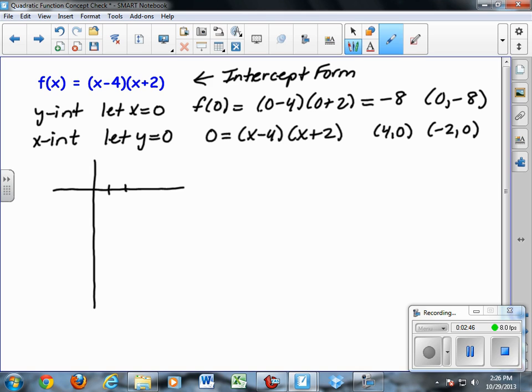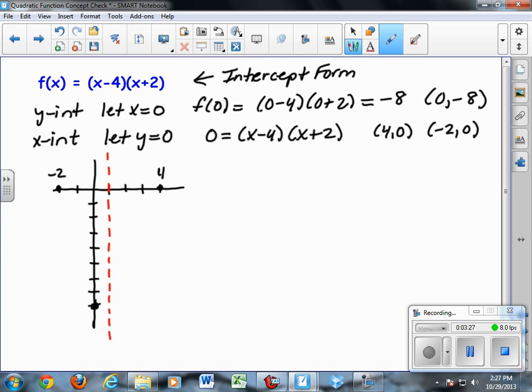1, 2, 3, 4. 1, 2. 1, 2, 3, 4, 5, 6, 7, 8. Okay, that looks a little better. We can see visually here that the lowest point of the graph is going to be somewhere to the right of the y-axis, because we know that with symmetry the middle point of this function has to be somewhere halfway between these two values. This is 4, this is negative 2. Halfway between those two numbers, and you could do that by averaging them, is 1. So we know that this line is going to divide the graph in half.